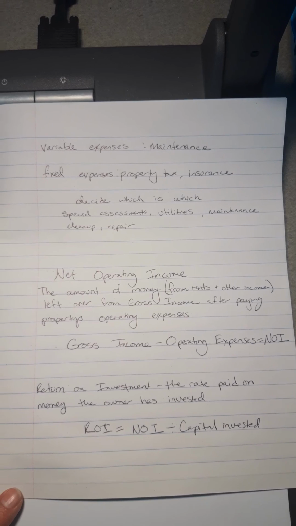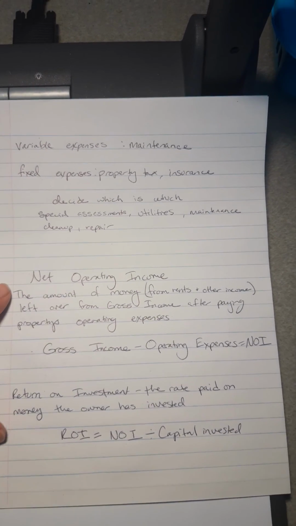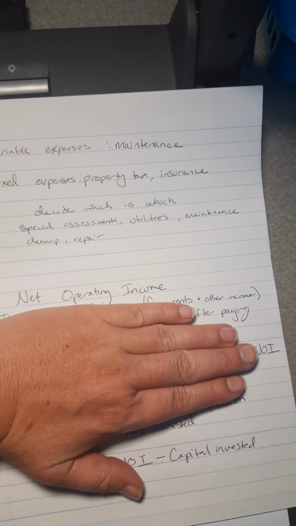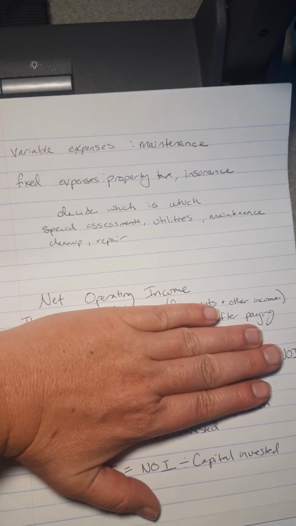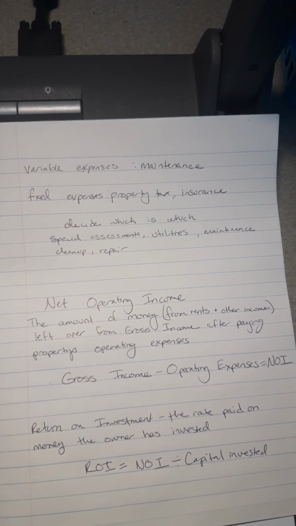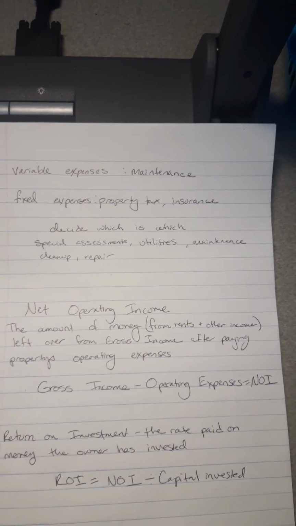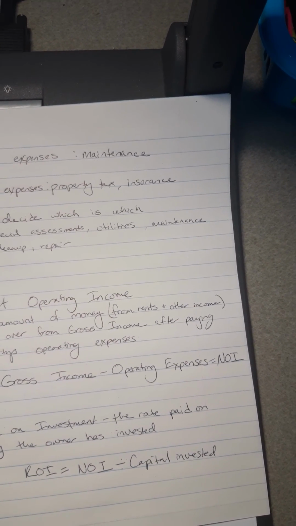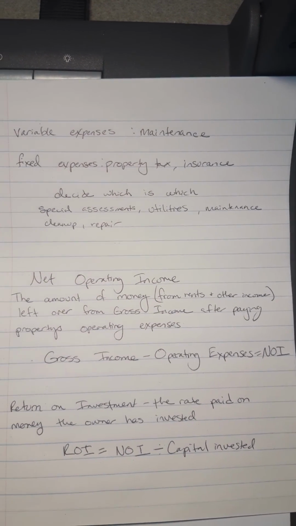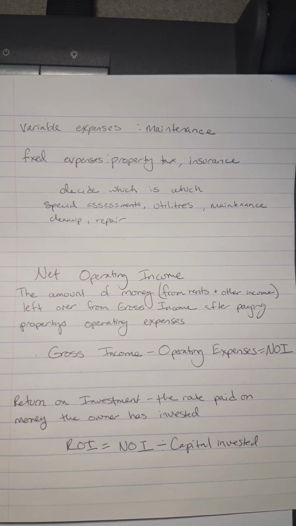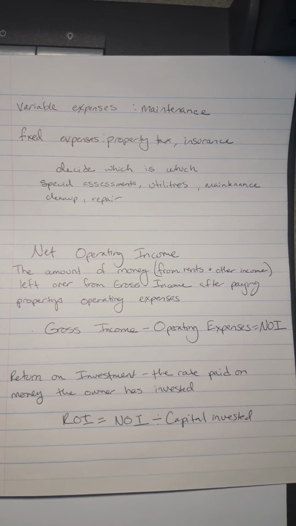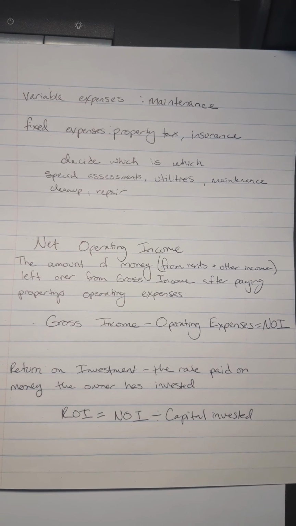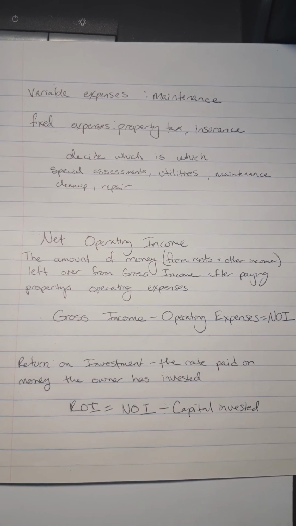So we're also going to talk about in this chapter what we have talked about in the previous two chapters, which is our net operating income. Does anybody remember what the abbreviation for net operating income is? NOI. So you should know that pretty well: net operating income is NOI. That's the amount of money from rents or other income left over from our gross income after paying all of our operating expenses. So we take that gross income, the amount of income we get, and subtract our expenses to get our NOI.